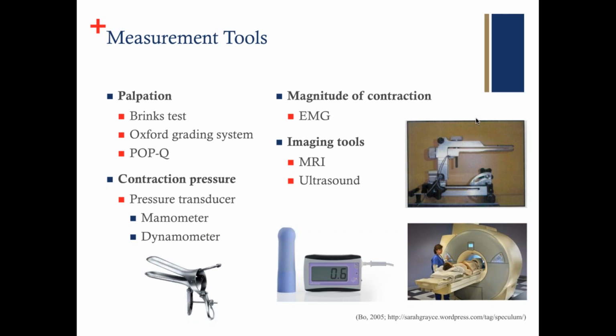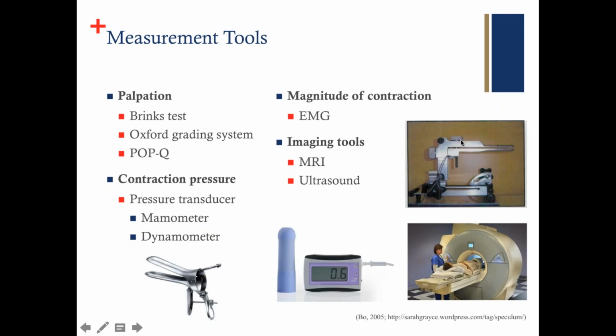The Brink's test is a very common test. It's a subjective score to measure pelvic floor strength. The Oxford grading system is very similar. And then we have a POP-Q, which is a pelvic organ prolapse quantification test that uses a measurement tool along with palpation. For contraction pressure, we could look at a pressure transducer, something like a myomometer or a dynamometer. This would be an example of a periodometer here. This is a very common biofeedback tool, and more physical therapists are starting to use these tools in their practice.